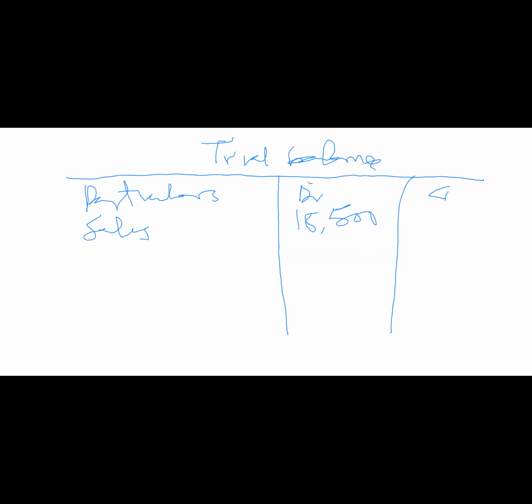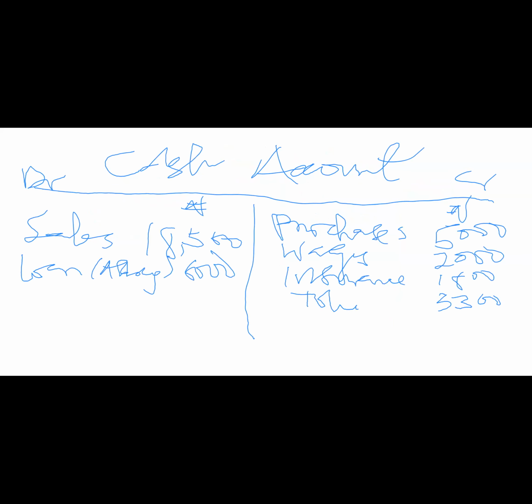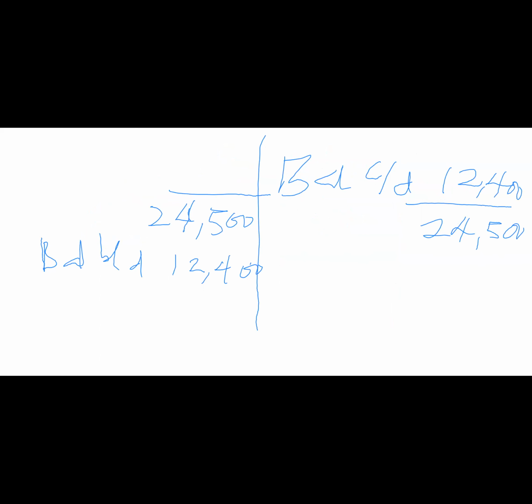Are we there? So we also have a cash balance. Are you following? We have a cash balance. And cash balance of how much? Cash balance of 12,400 naira. Are you following?